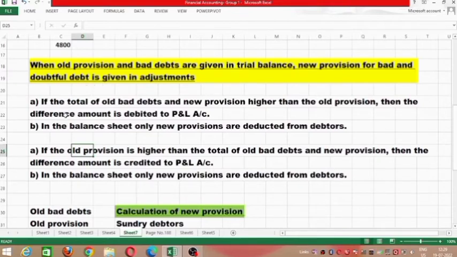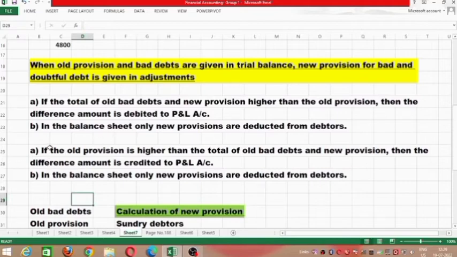So what is the treatment? Let's see that. If the total of old bad debts and new provision is higher than the old provision, then the difference amount is debited to P&L account and in the balance sheet only new provisions are deducted from debtors. Or if the old provision is higher than the total of old bad debts and new provision, then the difference amount is credited to P&L account. In the balance sheet only new provisions are deducted from debtors.